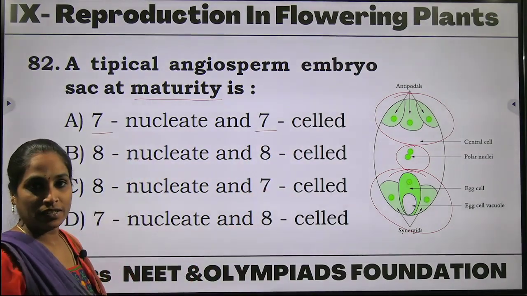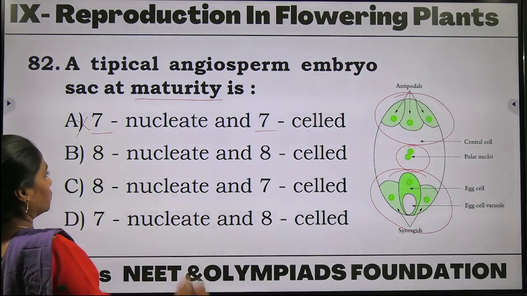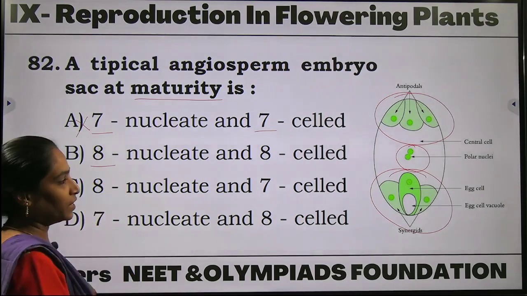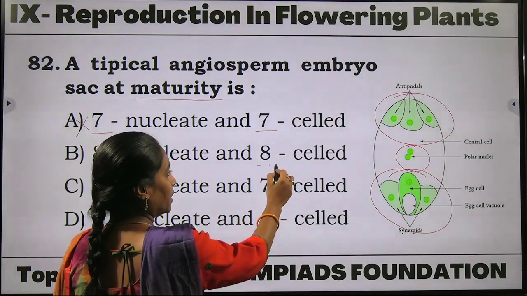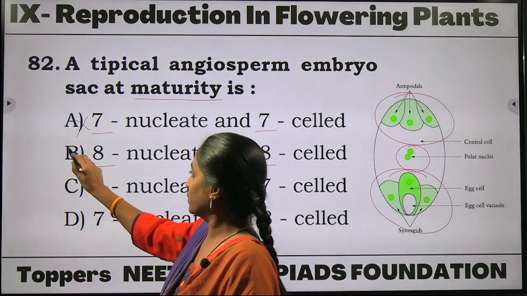So the cell count is 7, and in option A he has given 7 nucleated and 7 celled. Is this option correct? No, it's a wrong option. Coming to option B, according to the picture, 8 nucleate, yes, and cells are 8 itself. Is this the correct statement? No, it's a wrong one.